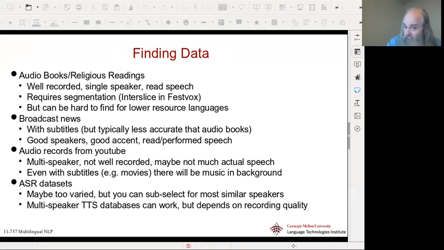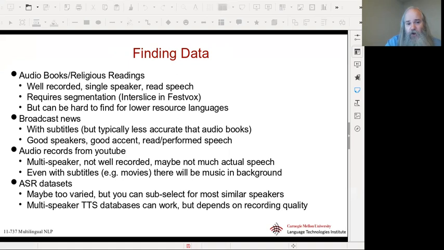Usually the broadcast news is good speakers. Anchor speakers are usually very good speakers. They're sort of selected to be good at speaking, so they're good for synthetic voices. They're standard when they speak. They don't vary in ways that would make things harder. They have a recognized accent, so that's usually a good thing. So broadcast news is another place to do it.